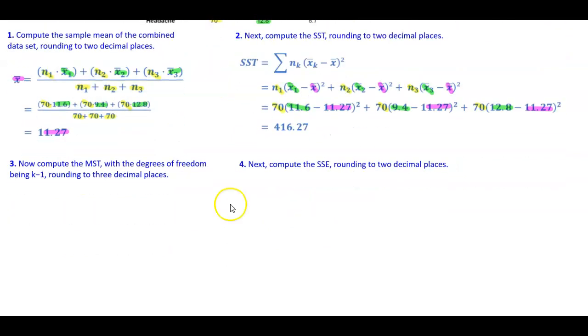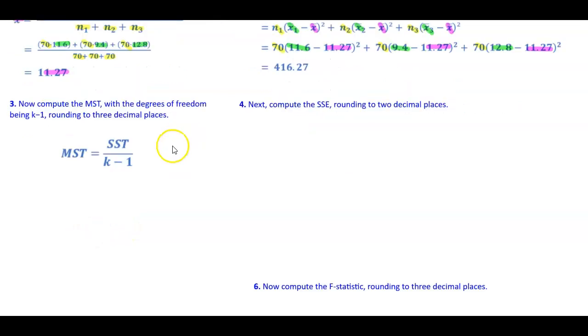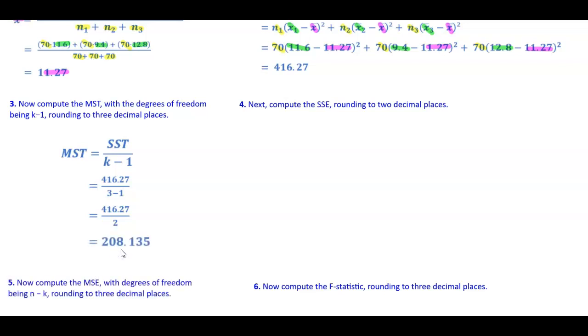Now we want to compute the MST, with the degrees of freedom being k minus 1, rounding to 3 decimal places. MST is SST divided by k minus 1. We know that the SST is 416.27, and we have 3 groups, so k is equal to 3, and we subtract 1. Therefore, 416.27 divided by 2 gives us 208.135 for MST.